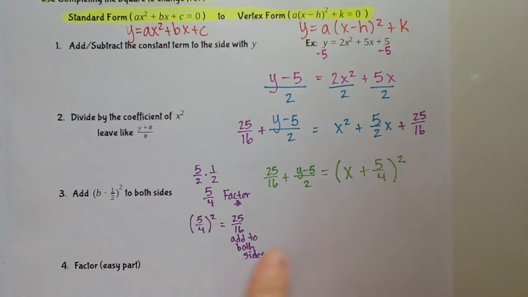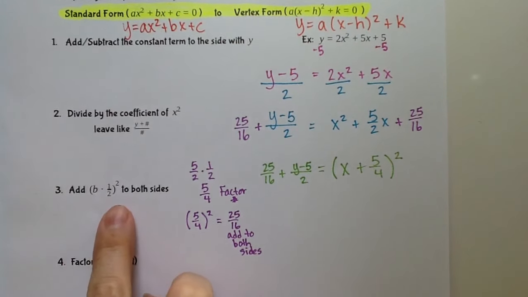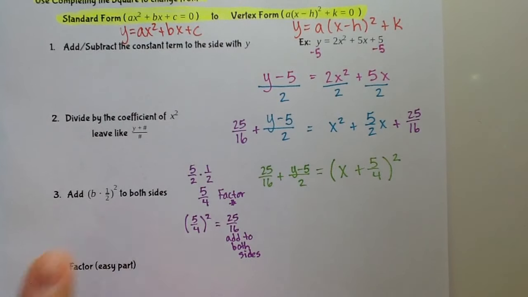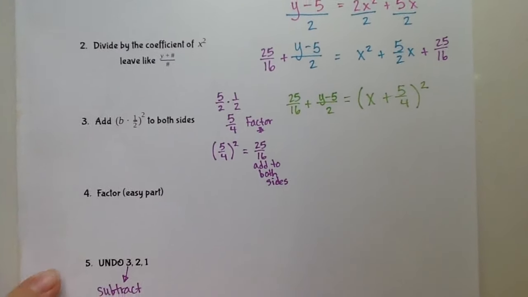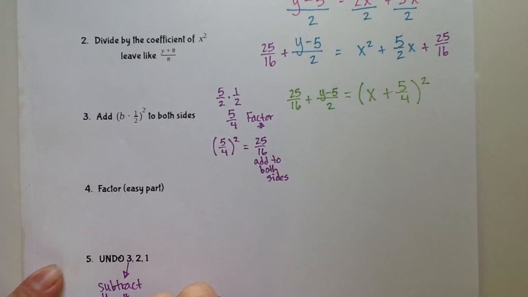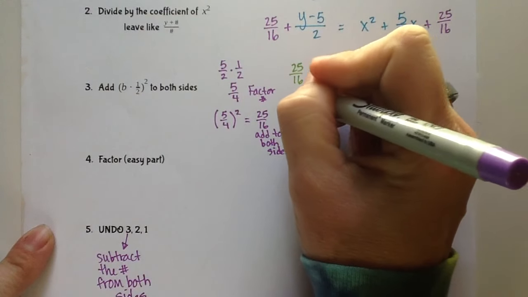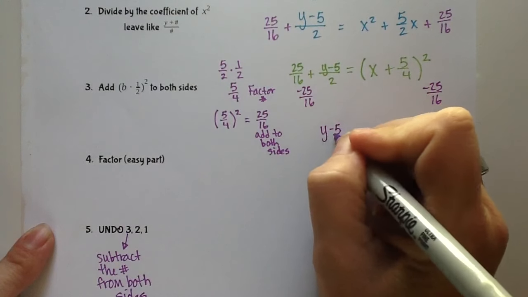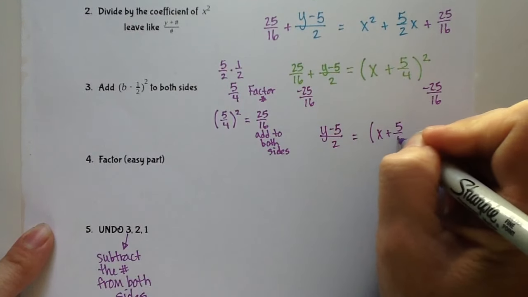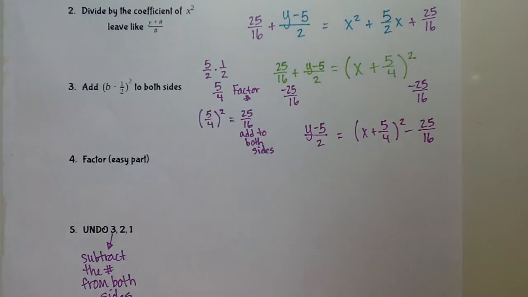Once I have it looking like that, where it's factored, I'm going to undo step 3, then undo step 2, then undo step 1. So step 3 was where I added b times 1/2 squared to both sides. So when I undo step 3, I'm going to subtract that number from both sides. Okay, so undo step 3. I will subtract the 25/16 from both sides. And that's going to leave me y minus 5 divided by 2 equals x plus 5/4 squared minus 25/16. Don't try and put that in with the parentheses, just tag it along the end. So you're not having to do any computations, you just kind of moved it to the other side.